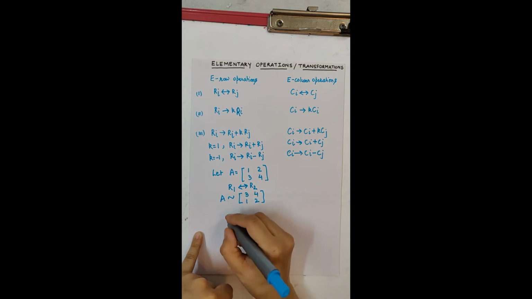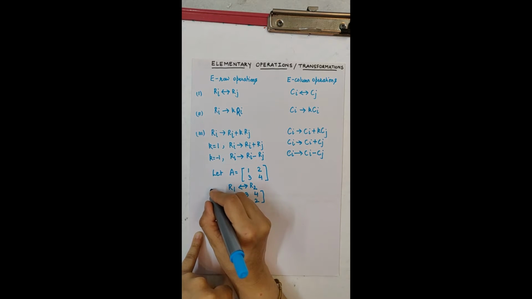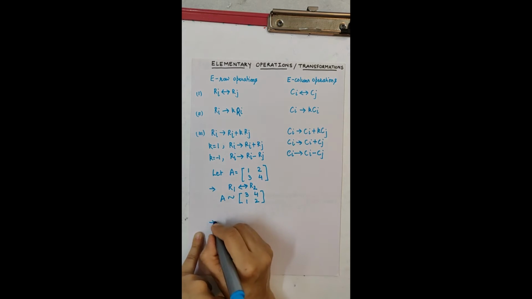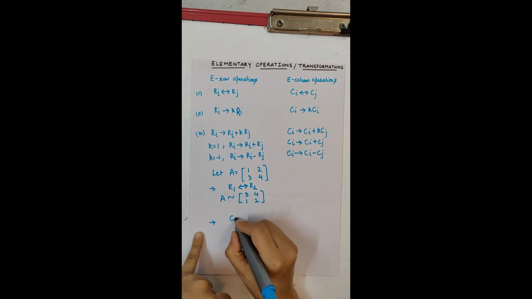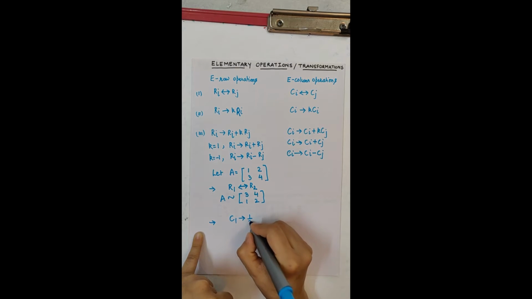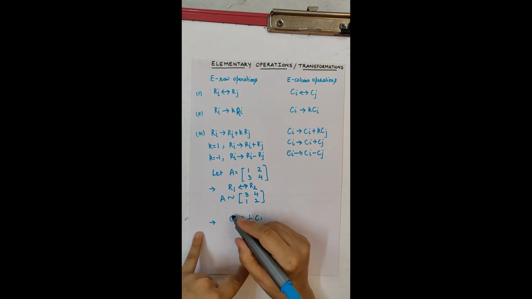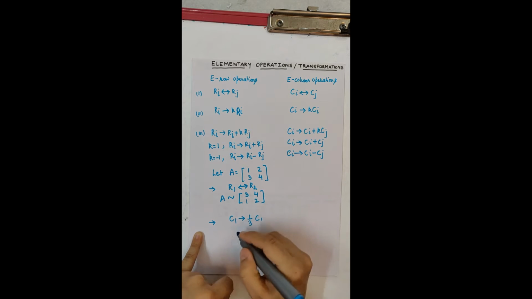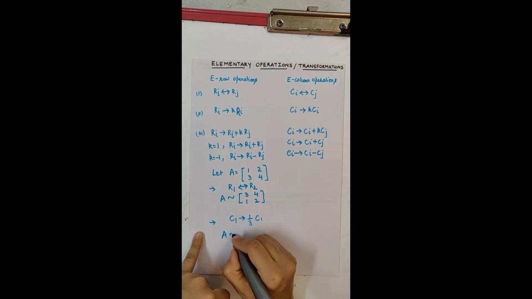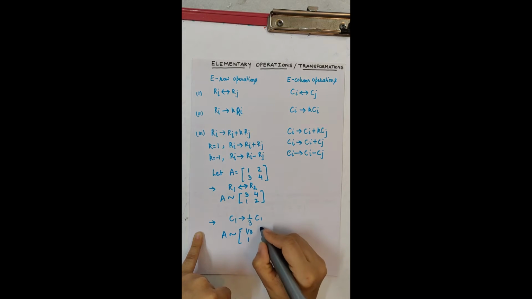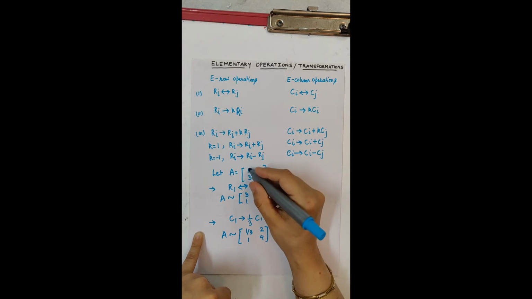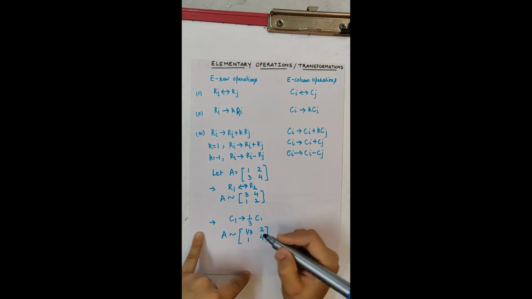All right. Maybe the next operation that I would want to apply is, say, C1 goes to 1 by 3 C1. So what I am doing here is transforming a column by multiplying each of its elements with a scalar. In this case, the matrix A gets transformed to 1 by 3, 1, 2, 4. So I have just multiplied the elements of the first column with the scalar 1 by 3.